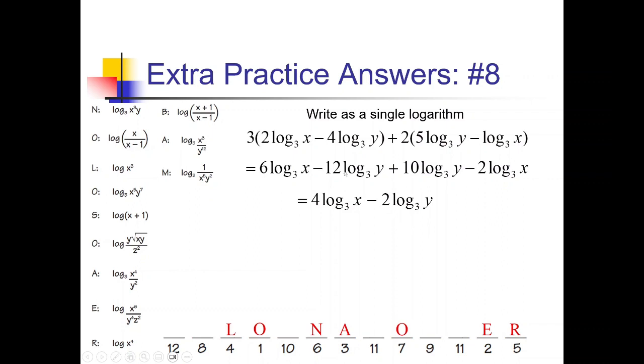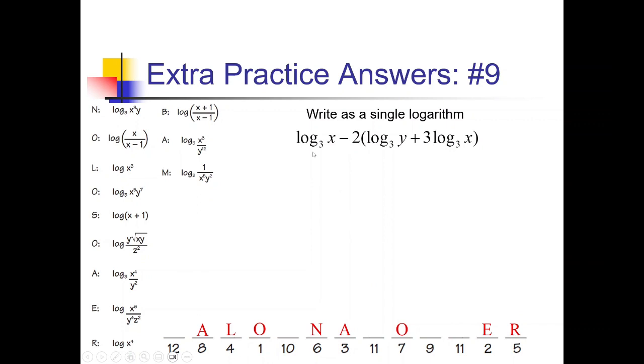I'm going to go a step further and pop in the remaining coefficients here. So we have log base 3 of x to the 4th minus log base 3 of y squared. And then finally with subtraction, I will move these logs together by dividing the things inside. So this will be log base 3 of x to the 4th divided by y squared. And after all of that, I can confidently pick answer choice A right here. So that's going in spot 8.